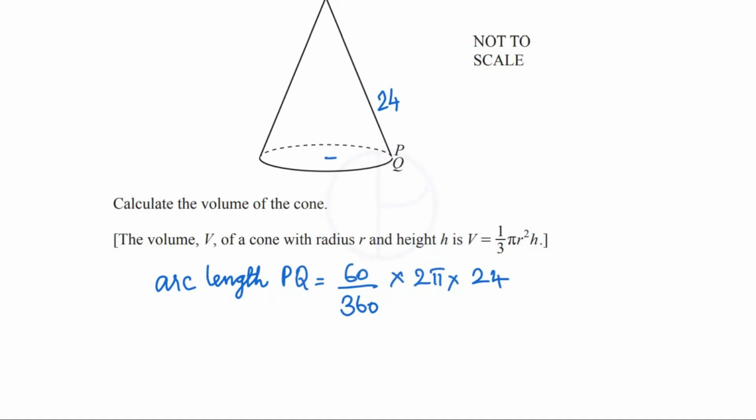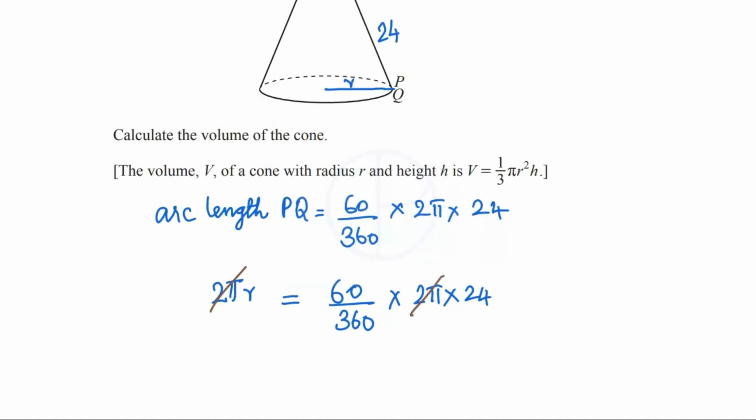If we take r as the radius, then 2 pi r is the circumference of the base circle. So 2 pi r equal to 60 divided by 360 times 2 pi times 24. 2 pi gets cancelled. 60 goes into 360 6 times and 6 goes into 24 4 times. So r is equal to 4 centimeter.